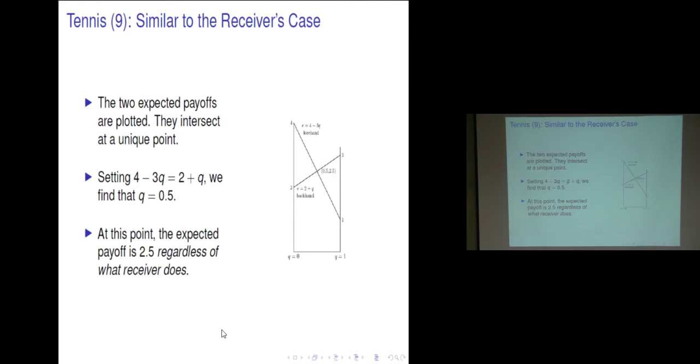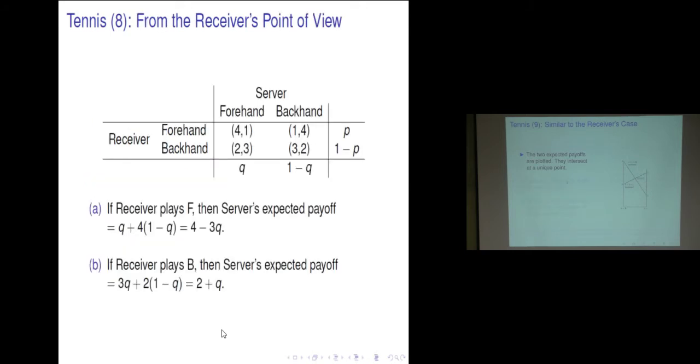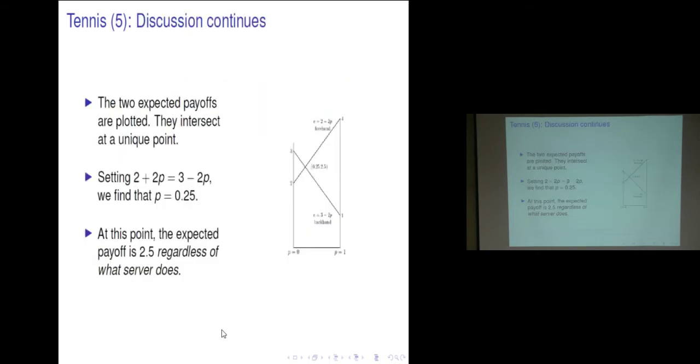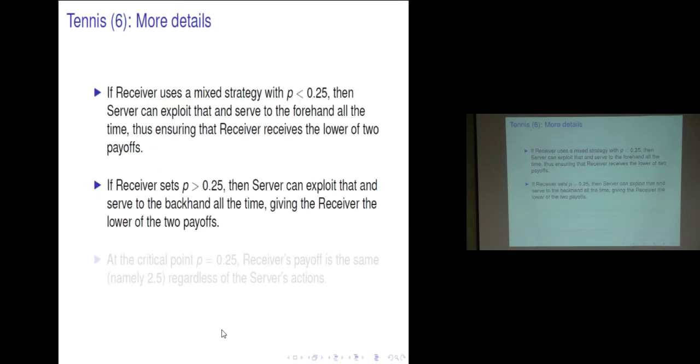In our examples, it's always that one equation has a positive coefficient of Q and the other one is negative. If you look at the P case, one coefficient is 2, which is positive, and the other one must be negative. So this comes from there being no saddle points.